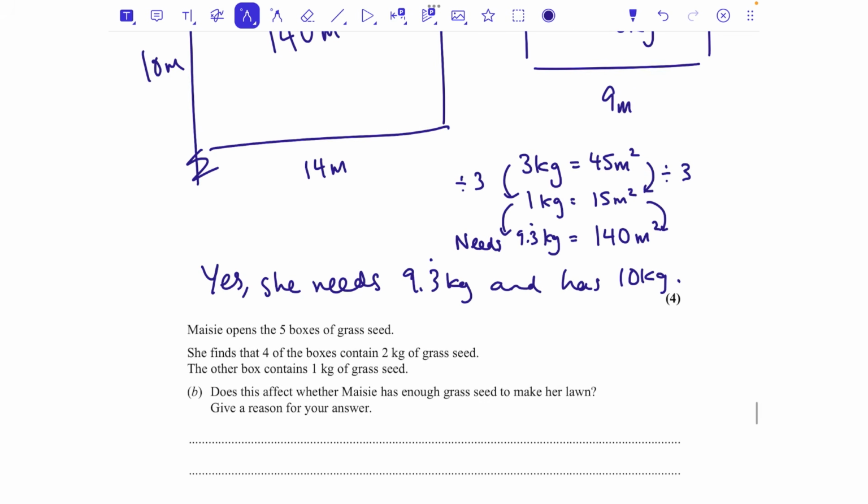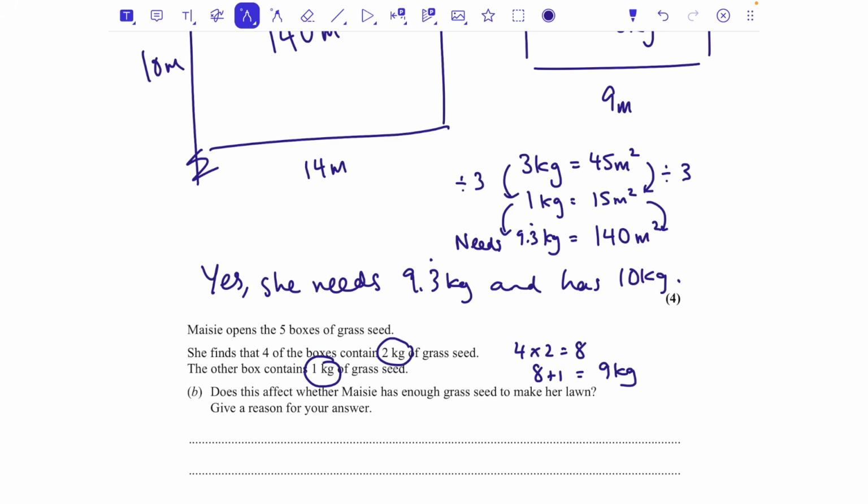Maisie opens the 5 boxes of grass seed. She finds that 4 of the boxes contain 2 kilograms, and 1 of the boxes has only 1 kilogram in it. So 4 times 2, that's 8. Add the extra 1, it's only 9 kilograms.